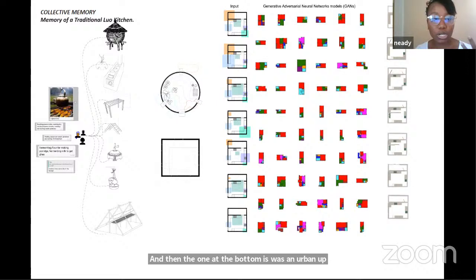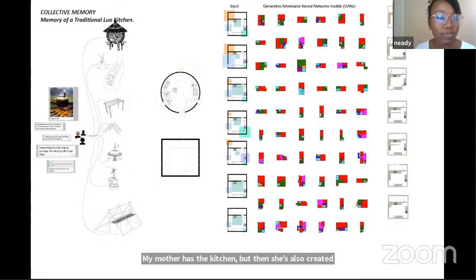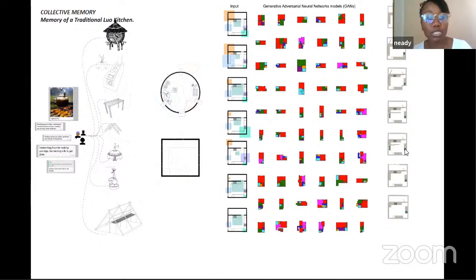So for me, the forgetting was that urban kitchens don't create space for the variety of activities that happen in a Luo kitchen. For example, in our urban home, my mother has the urban kitchen, but she's also created a separate space where she does activities such as the fermentation and drying of certain foods and certain forms of cooking that cannot be accommodated in an urban kitchen.